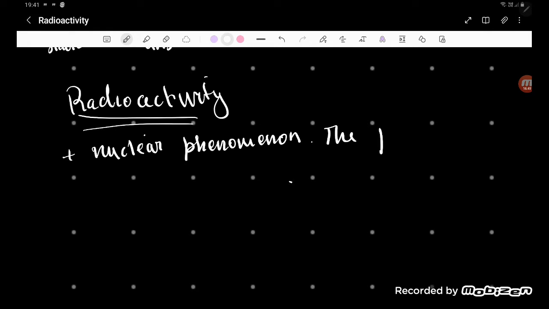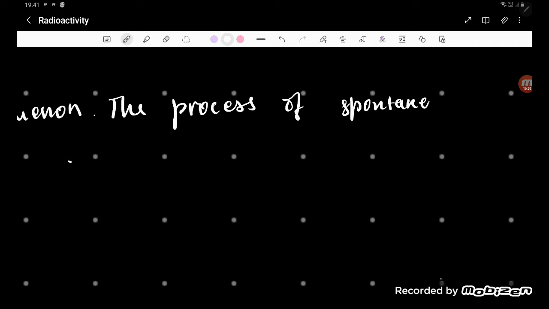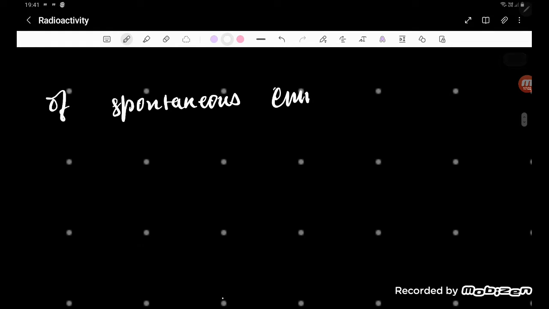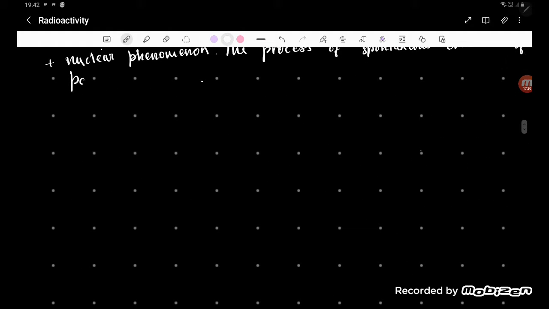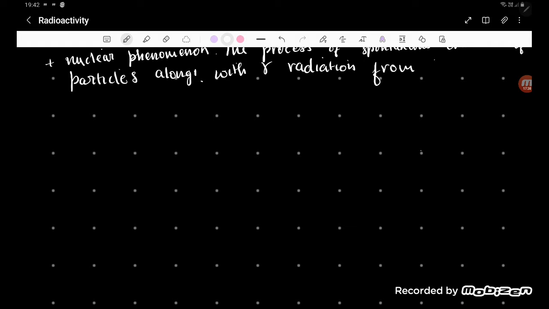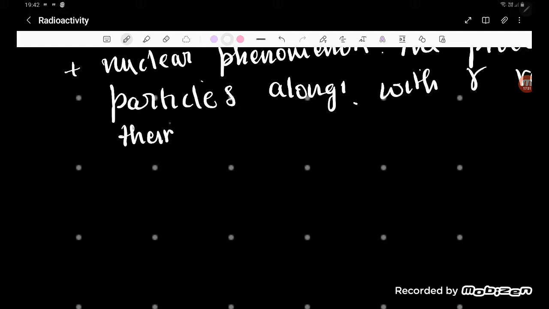It is the process of spontaneous emission of alpha and beta particles along with gamma radiations from the nucleus during their decay.